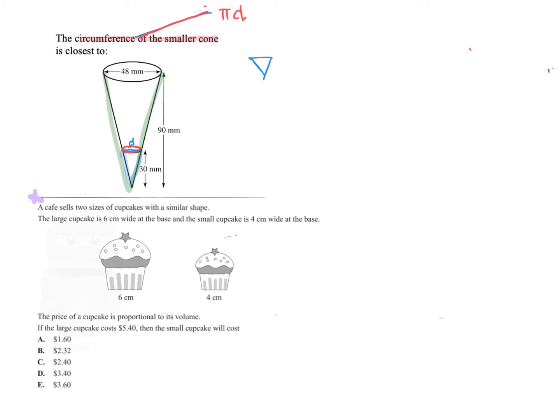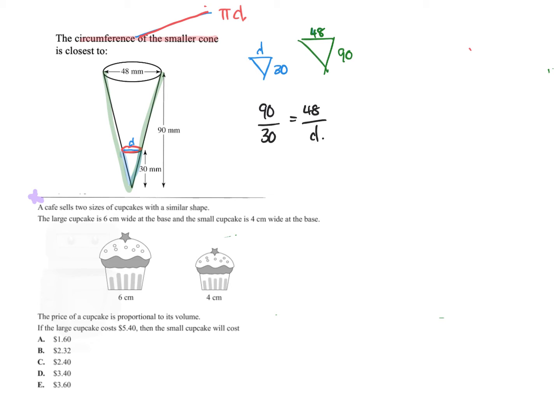All right, so then I have the larger cone here, and they've given me some dimensions. I've got 90 and I've got 30, so I can compare, and I also know that this is 48 across here, and this is the diameter that I need. So I can use corresponding ratios, because they're similar. So essentially what I can say is that 90 over 30 must equal 48 over d.